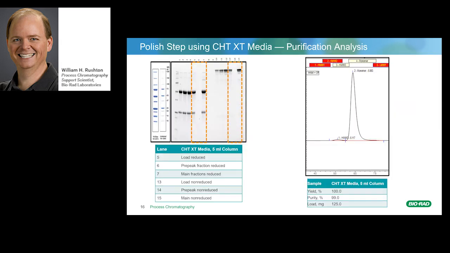So here are the final results of using CHT-XT in this 2-step process. On the left is the SDS-PAGE, both reduced and non-reduced, and on the right is the SEC. And if you look at the table, the yield was 100%. The purity was 99%, and this was loading 25 mg per mL onto the CHT-XT.